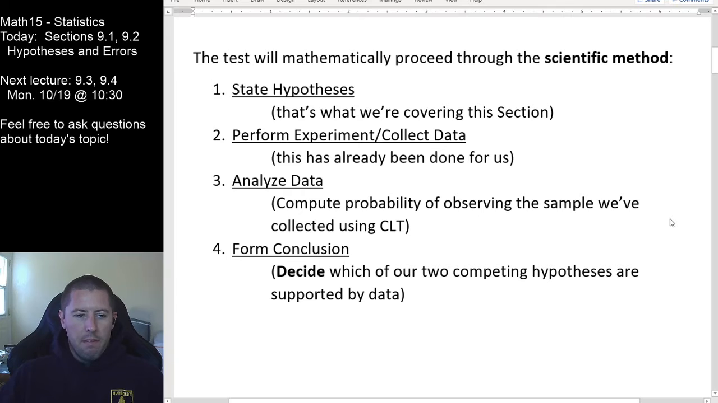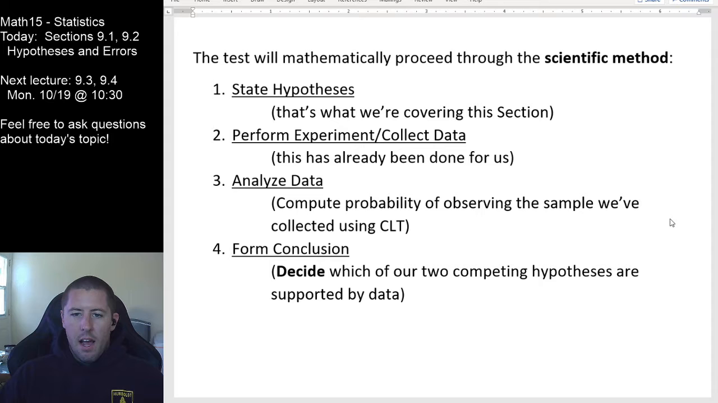This is something I brought up on the first day of class, that in a sense, the goal of this class is for us to be able to mathematically proceed through the scientific method. The scientific method can be stated a bunch of different ways. I think the most simplified formulation of the scientific method has four steps in it. This is something I remember learning in like third grade. The scientific method here hasn't changed.